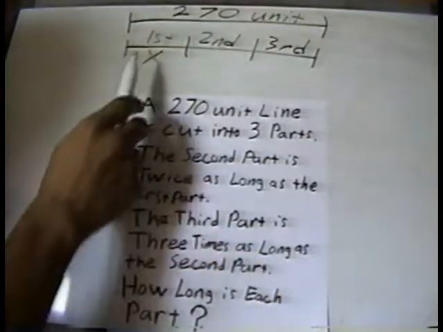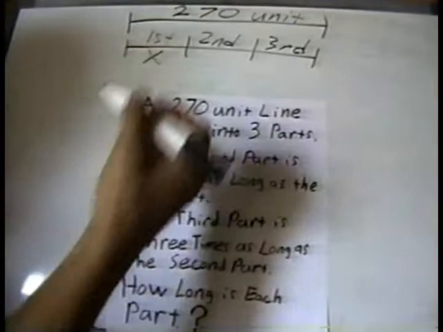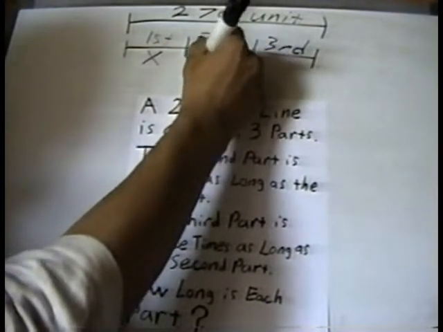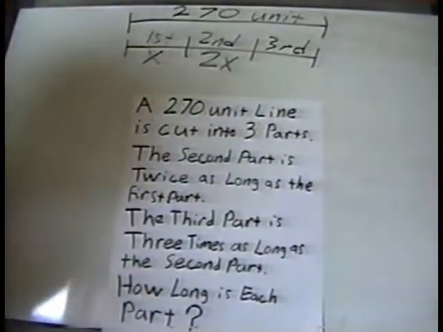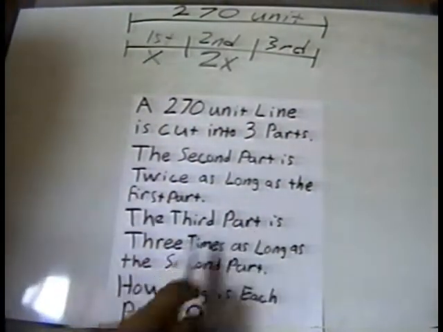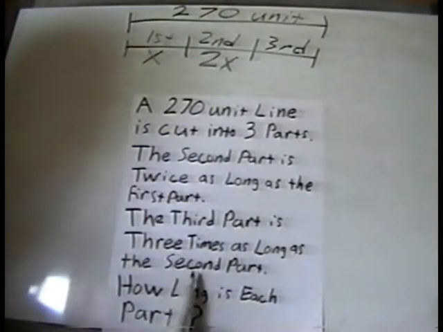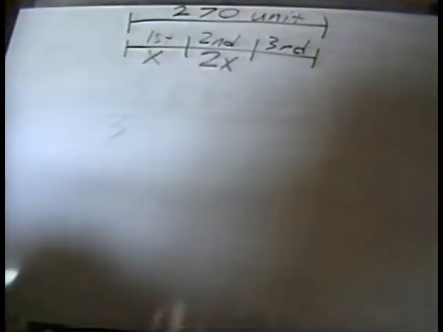It doesn't have to necessarily look 3 times longer or 2 times longer, as long as our algebra is correct. Now, it says the second part is twice as long as the first part. So if the first part is x, and the second part is twice as long as the first part, so that's 2 times x. That's 2x.